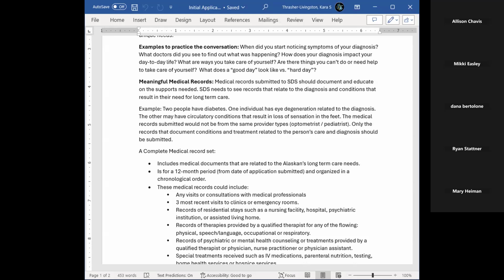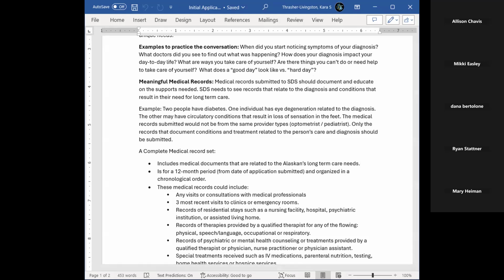Another example could be two people have diabetes. One person has eye degeneration related to it. The other may have circulatory conditions resulting in loss of sensation in their feet. The medical records would not be the same from the same provider types, an optometrist versus a podiatrist. Only the records that document the conditions and treatment related to their care and diagnosis should be submitted.